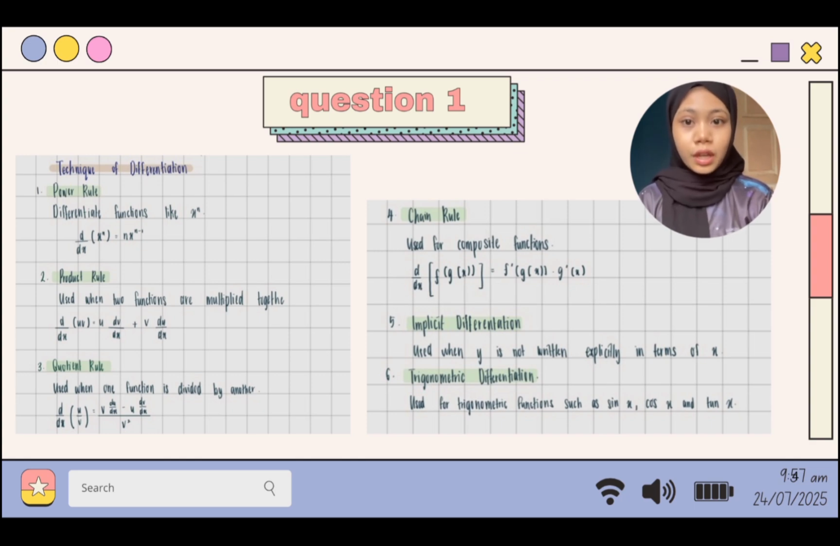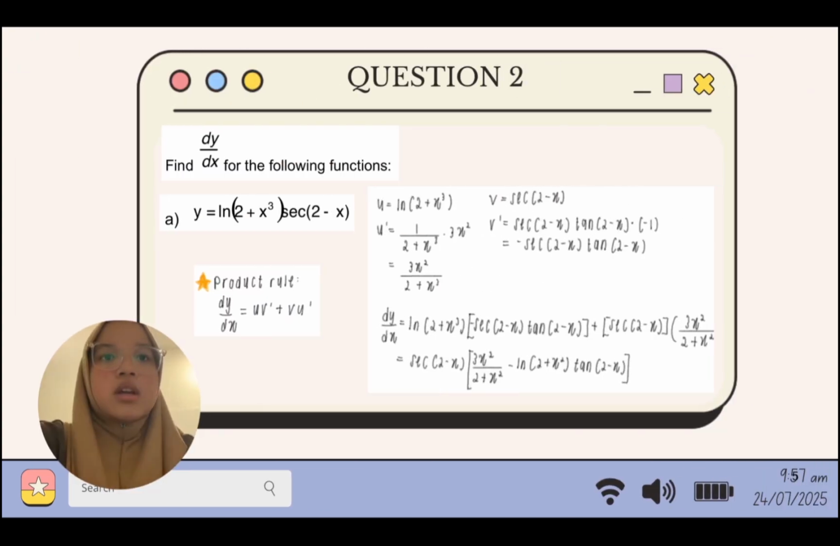Number 4, chain rule, d over dx, f of g(x) equals f prime of g(x) multiplied by g prime of x. Number 5, implicit differentiation, used when y is not written explicitly in terms of x. The last one is trigonometric differentiation. This technique helps us differentiate different types of functions. Next, we'll be moving on to question number 2.